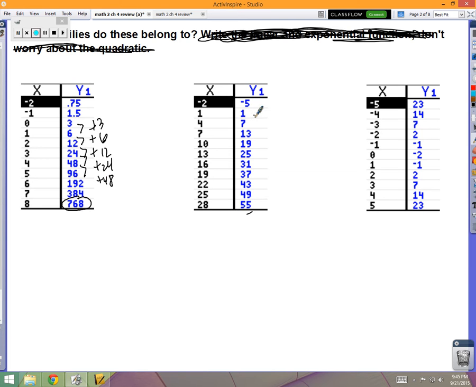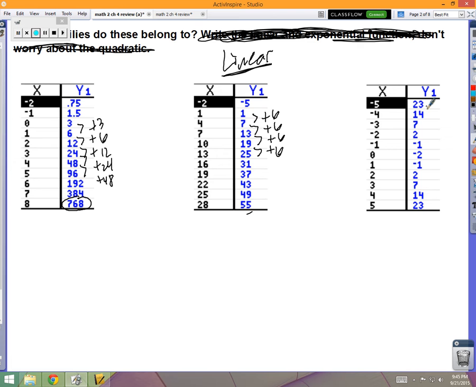Get this middle one. 1 to 7, that went up 6. 7 to 13, that went up 6. 13 to 19, that went up 6. 19 to 25. Okay, this one right here is the easiest. This one is linear. Linear is when it goes up the same amount every single time.